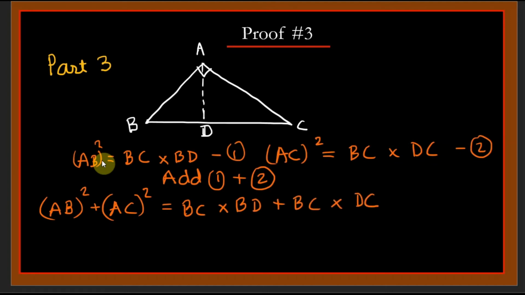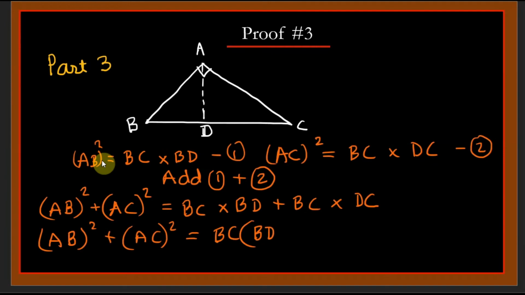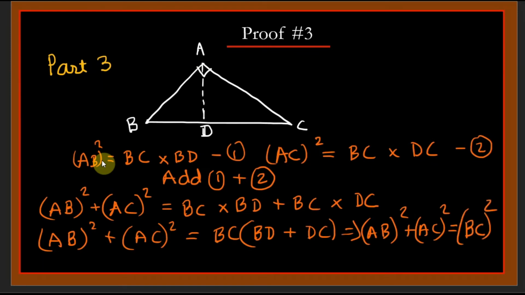But we know that BC is common, so the equation becomes AB square plus AC square equals BC multiplied by BD plus DC. But we know that BD plus DC is equal to BC, so our equation becomes AB square plus AC square equals BC square, which is the Pythagorean theorem. So we proved that the Pythagorean theorem is true.